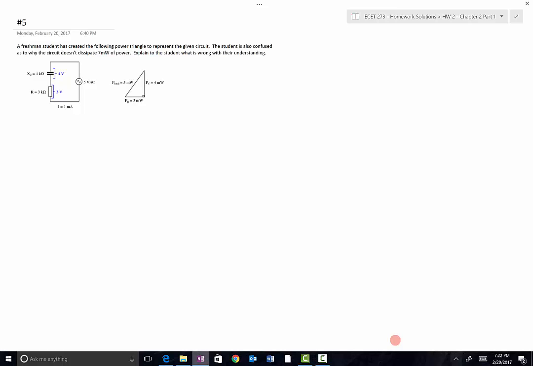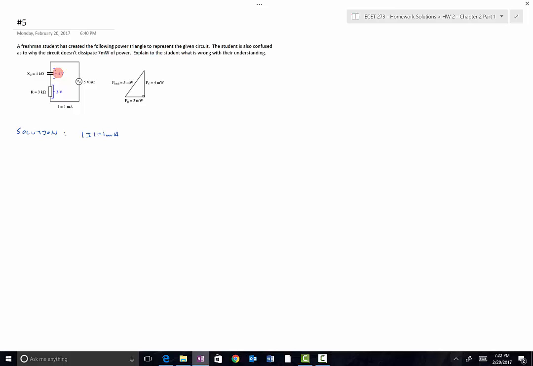I am going to make the following observations, though. From the problem statement, we know that the magnitude of I is equal to 1 milliamp. And so we see that we've got 1 milliamp. There's 3 volts dropped across the resistor. There's 4 volts dropped across the capacitor. We can use this information to determine what the actual values for the power triangle are.